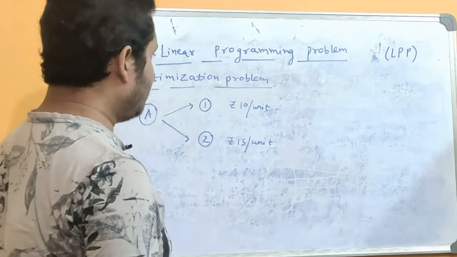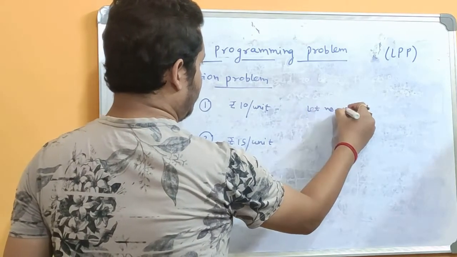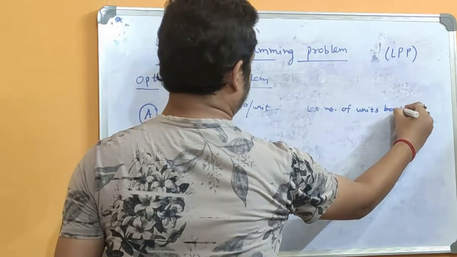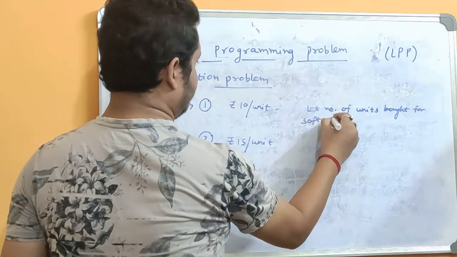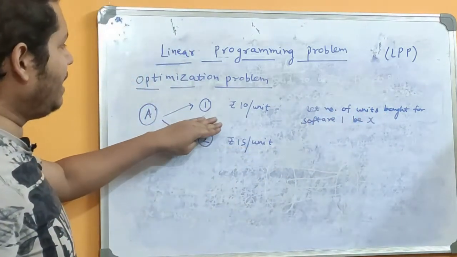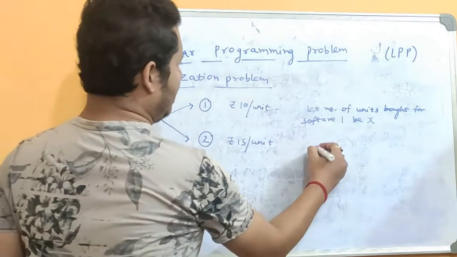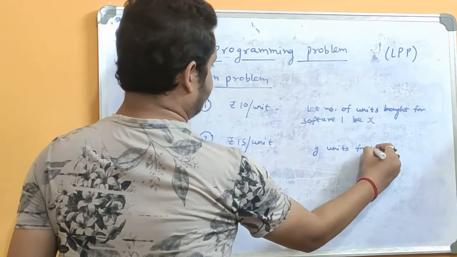Let the number of units bought for software 1 be X. So we are considering that he is buying X units of software 1, and similarly he is buying Y units of software 2.